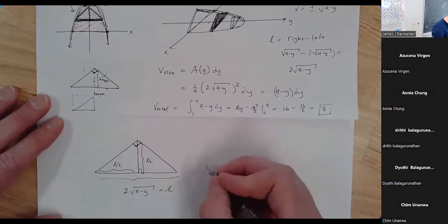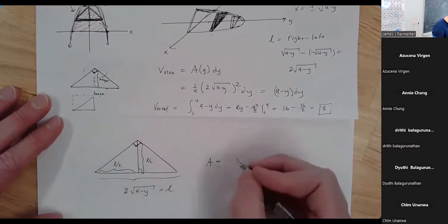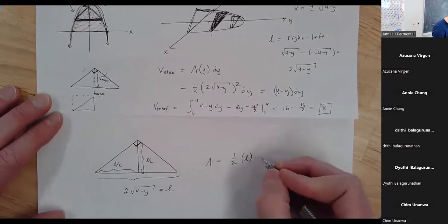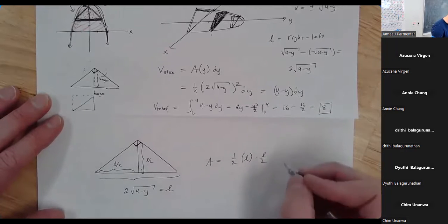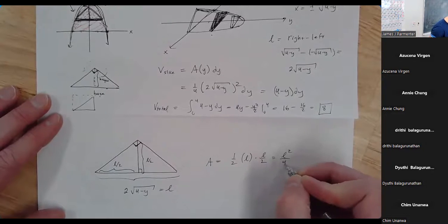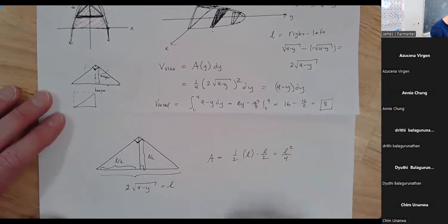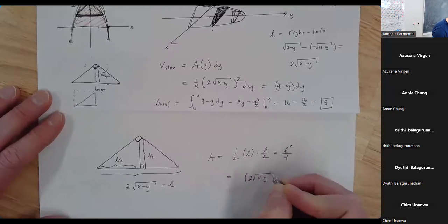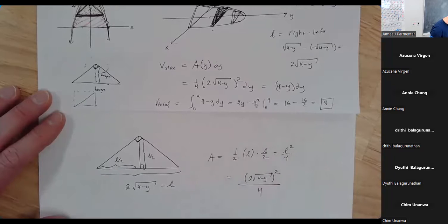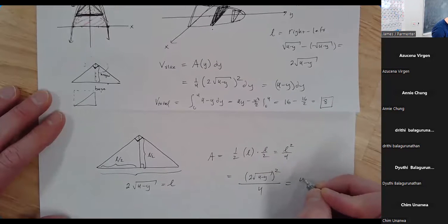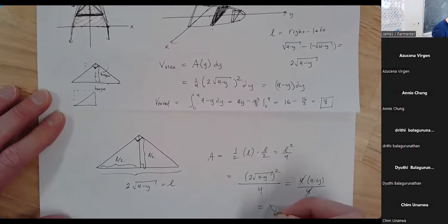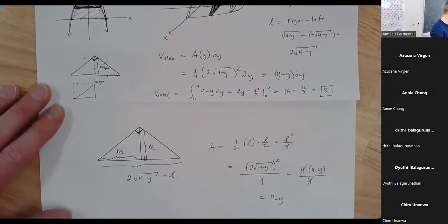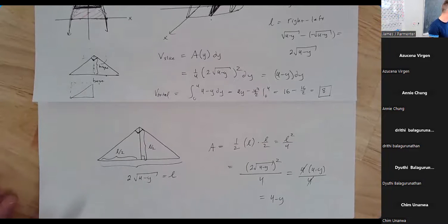So the area of this triangle is 1/2 the base times the height, which is just that, which is just 4 minus 1. Hopefully that's a little bit of an easier way to see it.